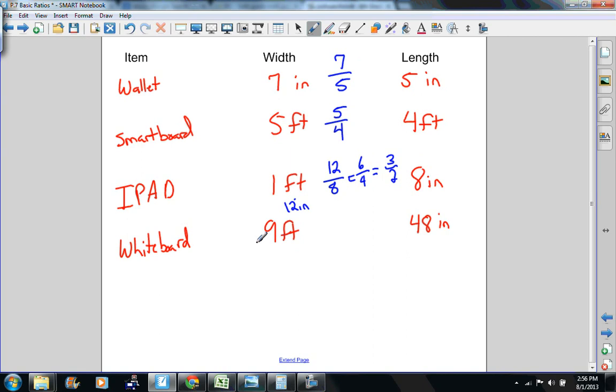And the last one we have, whiteboard, is 9 feet and 48 inches. Well, you could turn 9 feet into inches, or you could turn this into 4 feet, because now we have feet and feet, and this becomes 9/4, which cannot be simplified. So actually, all of my rectangular things in my classroom have different ratios, even though they look similar, which is kind of interesting.